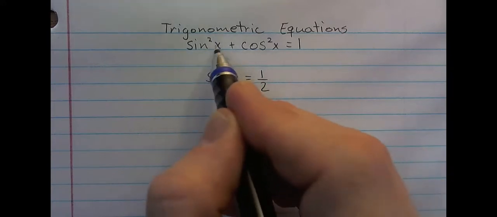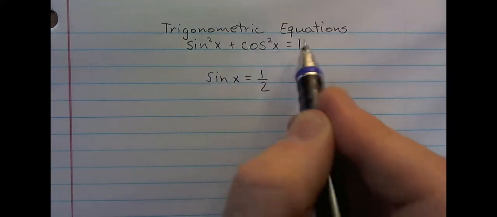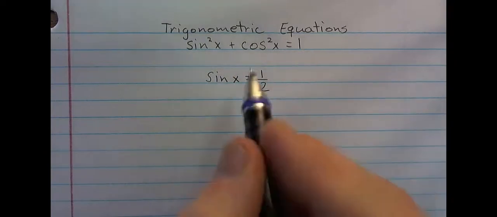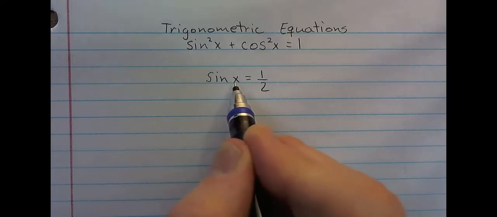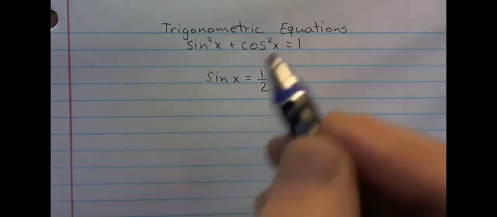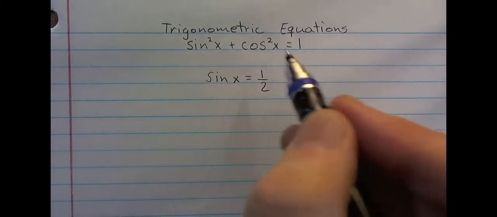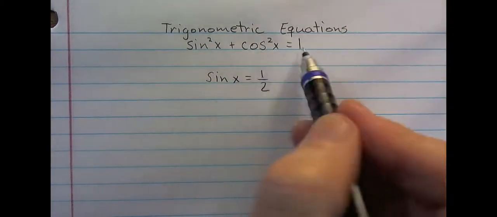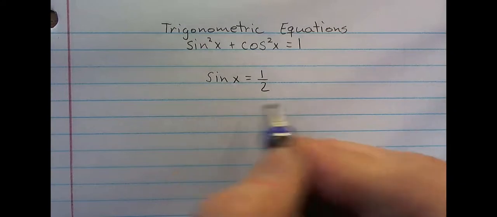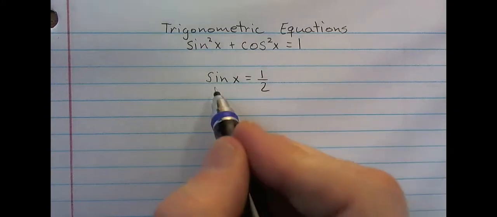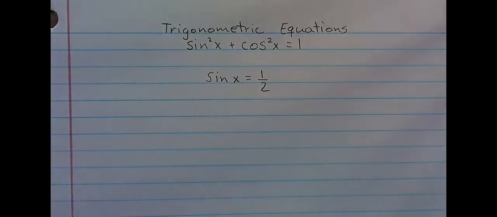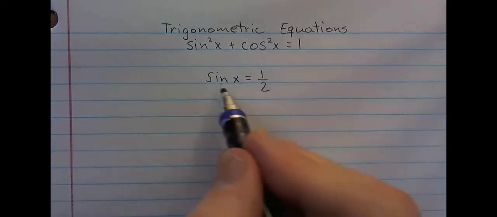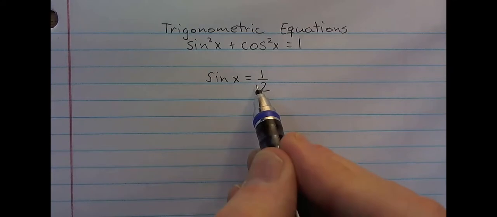Sine squared 15 degrees plus cosine squared 15 degrees is 1. This is always true. This, however, is an equation. This is only true for certain values of x. So we rely on context to know what we're dealing with here. Here, this is an identity, and this is an equation. With this type of problem, you might be asked, solve for x, or find the values for x where this is true.